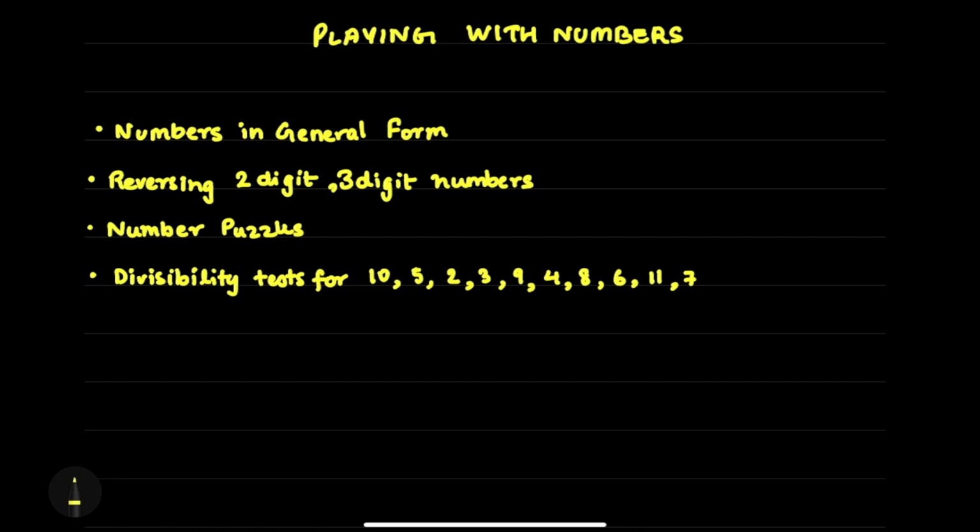So, in today's lecture, we are going to look at the following contents. First, we will look at how a number looks in a general form. Then, we will look at what happens when we reverse a 2 or a 3-digit number and what are the interesting properties that come out of it. Then we will look at some interesting number puzzles, which can be in diagrammatical form or in expression form. And finally, we will look at divisibility tests for different kinds of numbers. And they include 10, 5, 2, 3, 9, 4, 8, 6, 11, and 7.